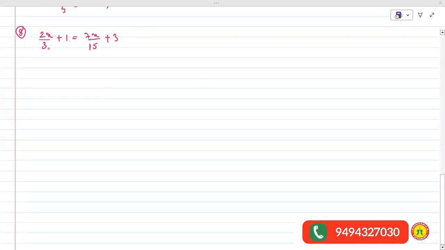What about here? Plus 1? Plus 1, we can make it 15 by 15. If we make all the denominators 15, then we can cancel the denominators and solve the equation. Yes, that is also good. But sometimes it is not practical, when the LHS and RHS have more than 3 to 4 terms, that time we cannot calculate it easily.